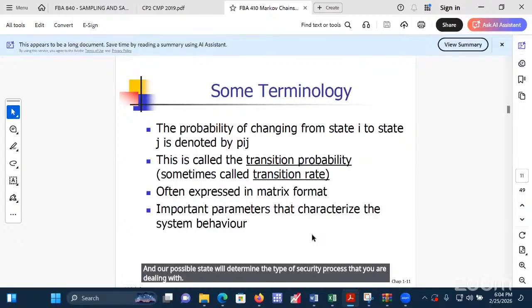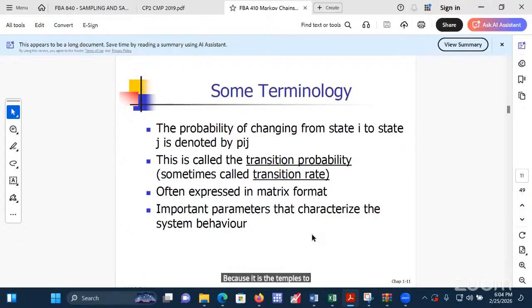Because it is the type of stochastic process that will dictate how you will analyze that process. So if you don't understand the stochastic process that you are dealing with, then it's difficult for you to analyze.